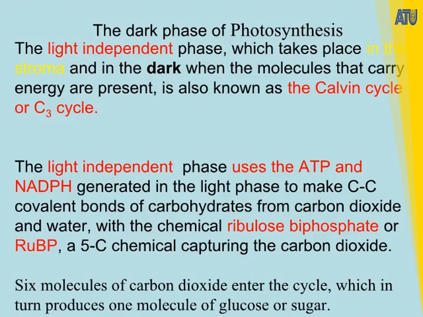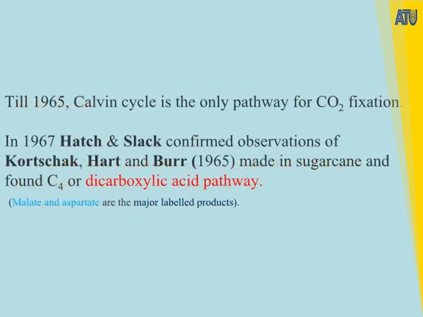The light-independent phase uses the ATP and NADPH generated in the light phase to make C-C covalent bonds of carbohydrates from carbon dioxide and water, with the chemical ribulose bisphosphate or RuBP, a 5C chemical, capturing the carbon dioxide. 6 molecules of carbon dioxide enter the cycle, which in turn produces 1 molecule of glucose or sugar. Till 1965, the Calvin cycle was the only pathway for CO2 fixation.